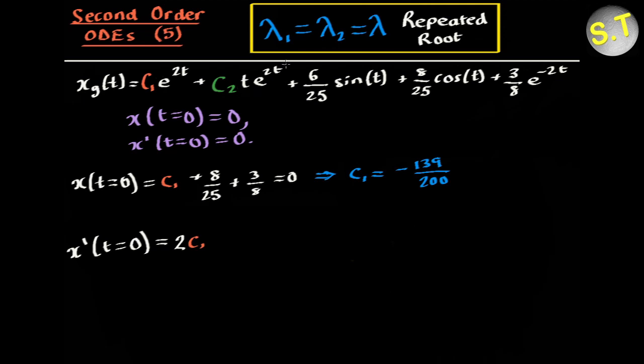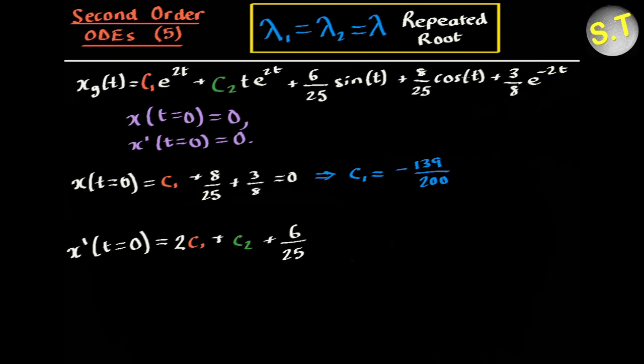And then if we take the derivative of this, we need to be careful because we need to use the product rule. So this would be C2 times e to the 0, which is just 1, plus 2 times C2 t e to the 2t. And since it's times by t and we're inputting t equals 0, this will go away as well. And the next term, when we differentiate sine, we get cosine. So the cosine of 0 is 1, so this term is going to stay here. So we're going to have plus 6/25.